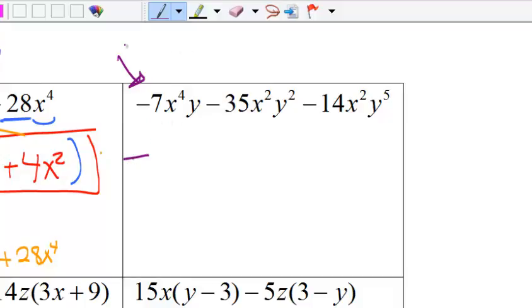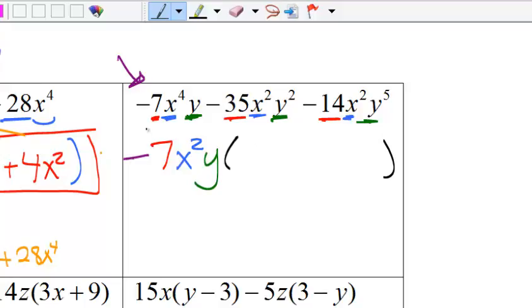So the coefficient then could come out of 7, 35, and 14. The greatest common factor there would be 7 again. Just looking at the x's, x to the 4, x to the 2, and x to the 2, looks like the lowest exponent is x to the 2. And then looking at the y's, y squared, and y to the 5th, there is a y in all of them, and the lowest exponent common is just y to the invisible 1. So then I go back and divide.